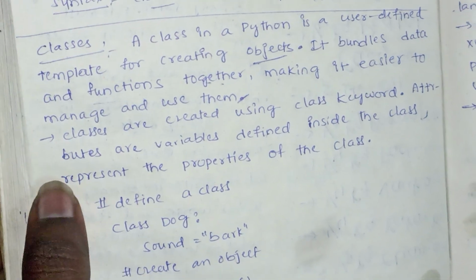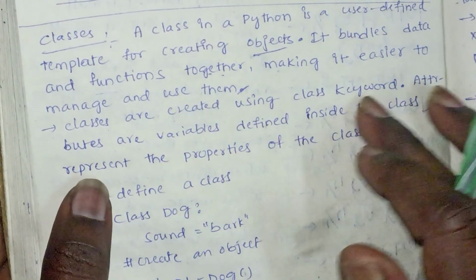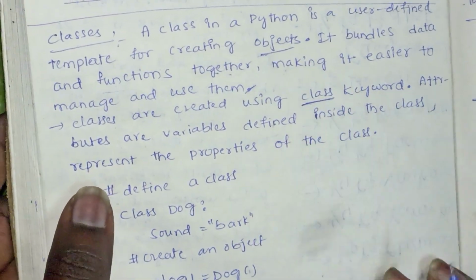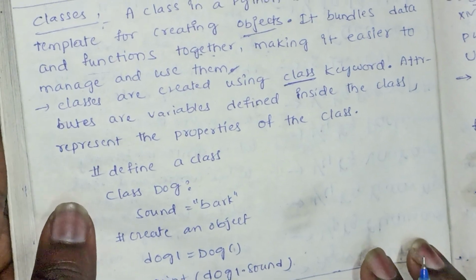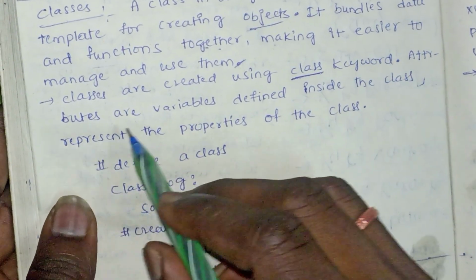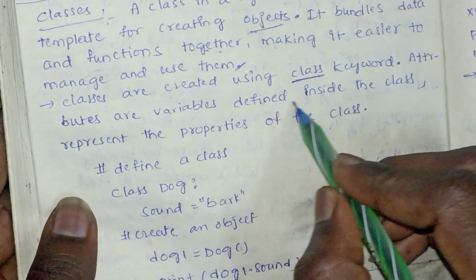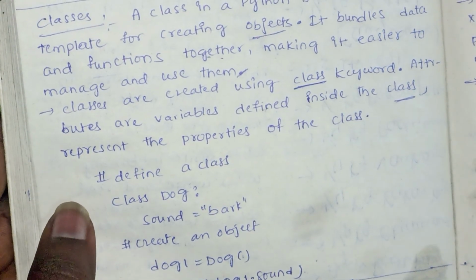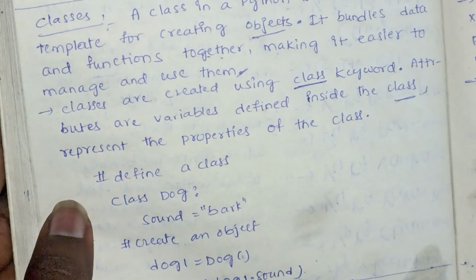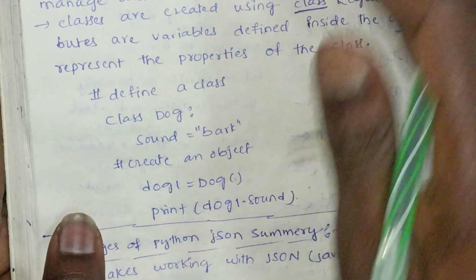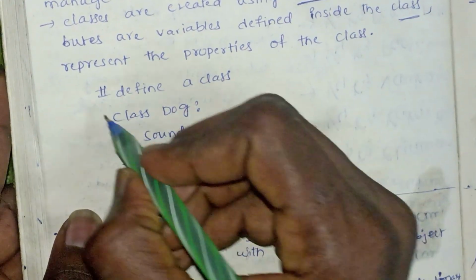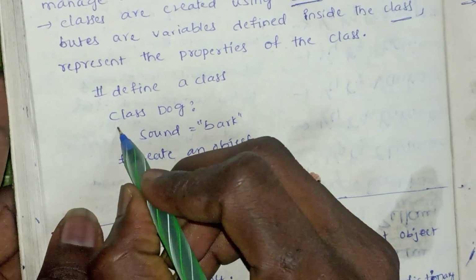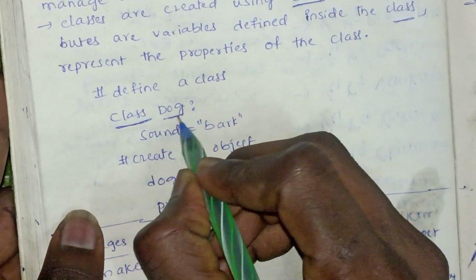Classes are created using the class keyword. We know the class keyword from Java and C++. Attributes are variables defined inside the class. So variables, member variables and member functions all make up a class. So here we have one class. How to define a class? See, class is a keyword. The class name is Dog here.